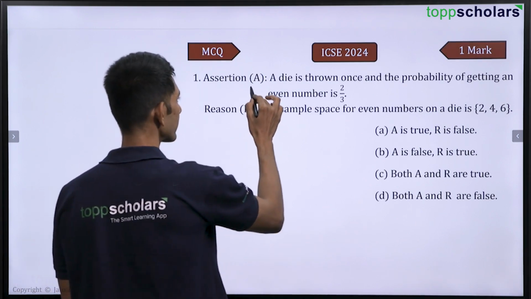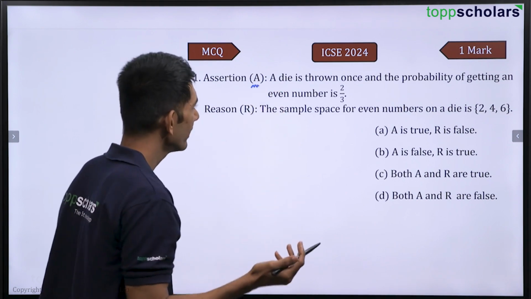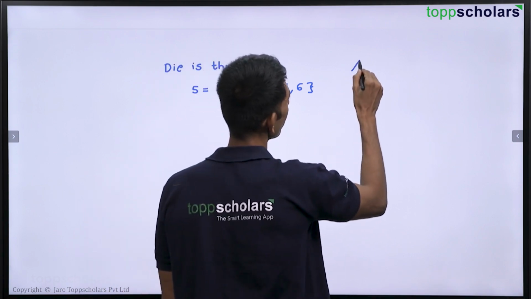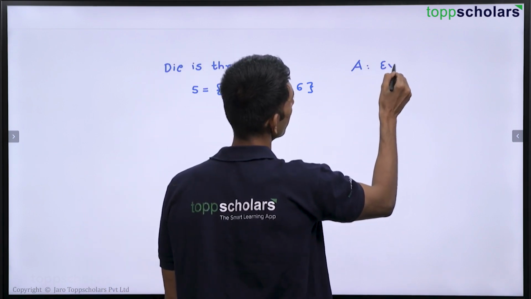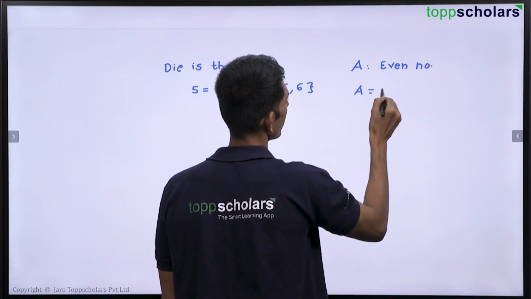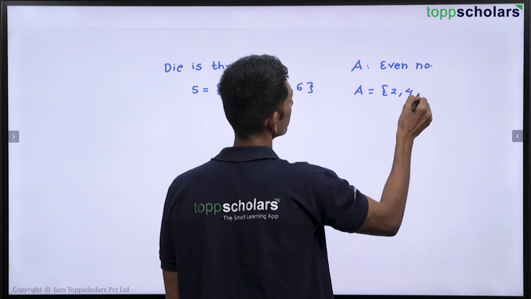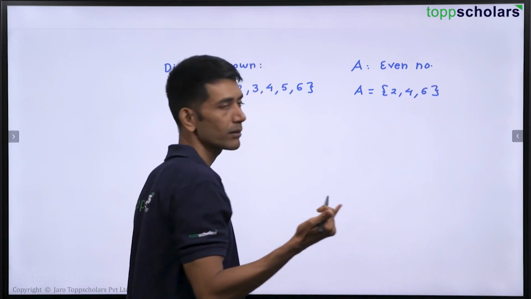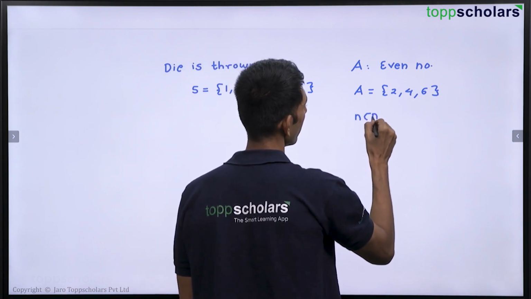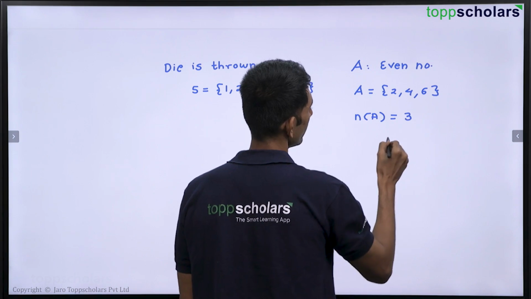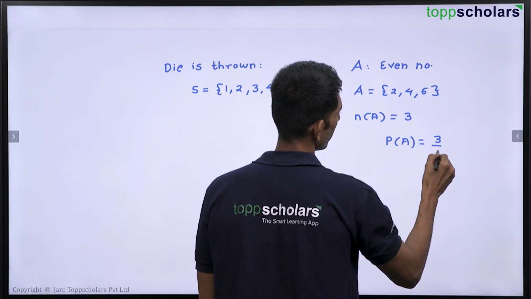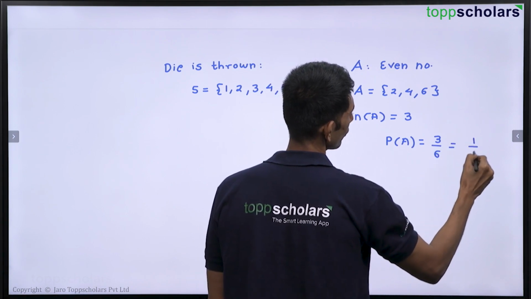Now let's talk about assertion A. So let A be an event that a die is thrown and the probability of getting an even number. So let A be an event of getting an even number, right? So can I say in event A, I'll have 2, 4, 6. 2 is an even number, 4 is an even number, 6 is an even number. So can I say n of A is 3. So can I say probability of A is 3 by 6 and 3 by 6 is 1 by 2.